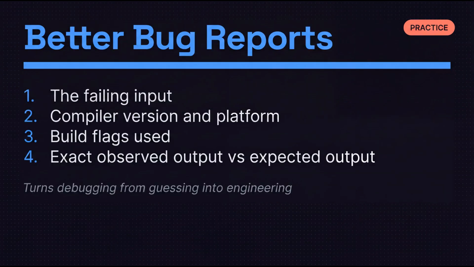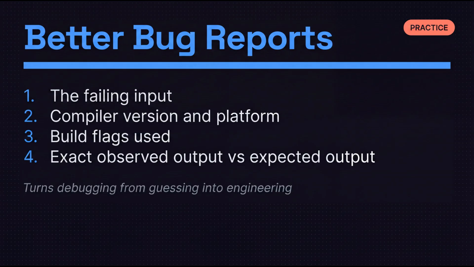When you find a bug, record 4 things before you start debugging. First, the failing input. What data, arguments, or sequence of operations triggers the failure? Second, the compiler version and platform. Bugs can be compiler-specific or platform-specific.